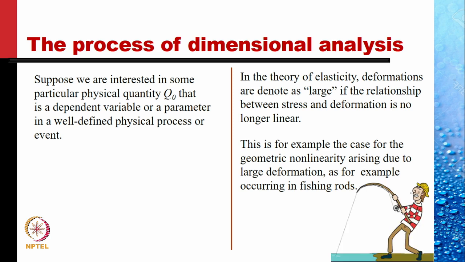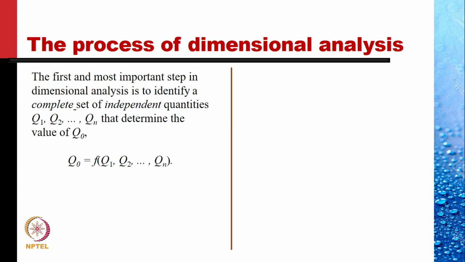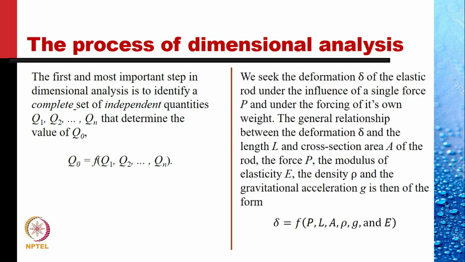The first and most important step in dimensional analysis is to identify a complete set of independent quantities, Q1, Q2 to Qn, that determine the value of Q naught, so that we could write Q naught as a function of Q1, Q2, etc. In the example, we seek the deformation delta of the elastic rod under the influence of a single force P applied at the end of the rod and loading of it under its own weight.